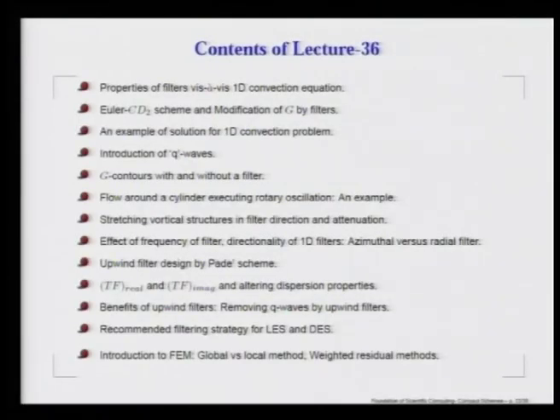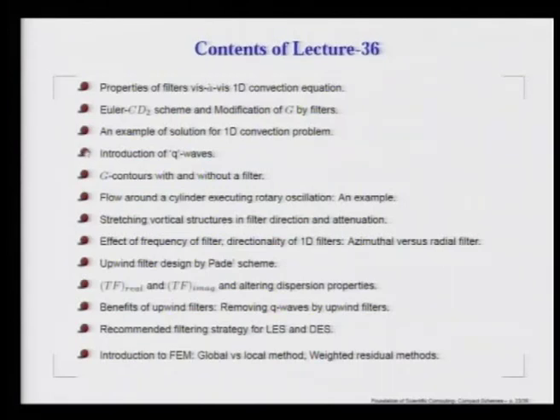Lecture 36, and we continue our discussion on properties of filters with the help of 1D convection equation. We pick up a basically unstable Euler CD2 scheme, and we design a transfer function in such a way that we can modify the numerical amplification factor g with the help of this and solve this problem in a perfectly neutrally stable manner.